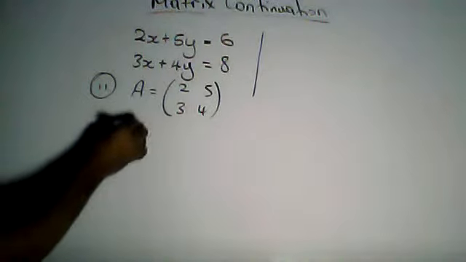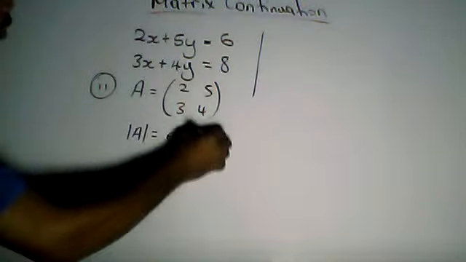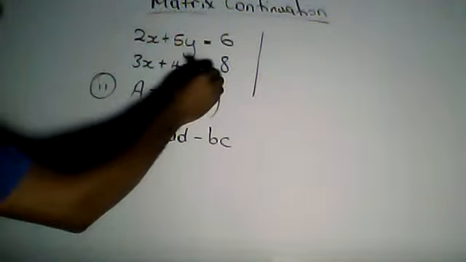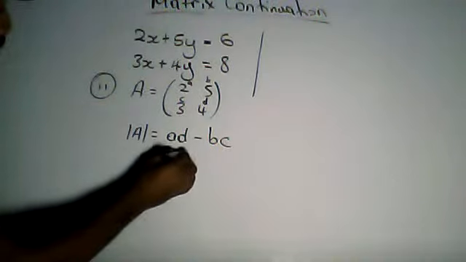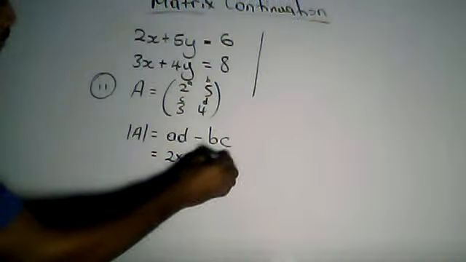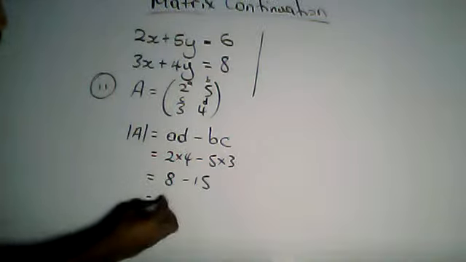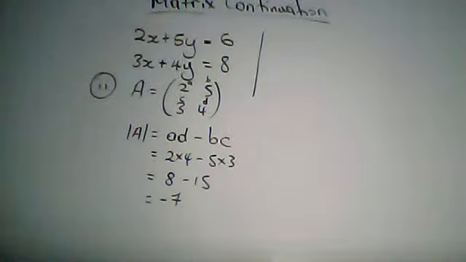So the determinant of A is equal to AD minus BC. Remember, A is this element, B is that element, C is that element, and D is that element. So we're going to have 2 times 4 minus 5 times 3, which is equal to 8 minus 15, which is equal to negative 7. So that's the determinant of A.